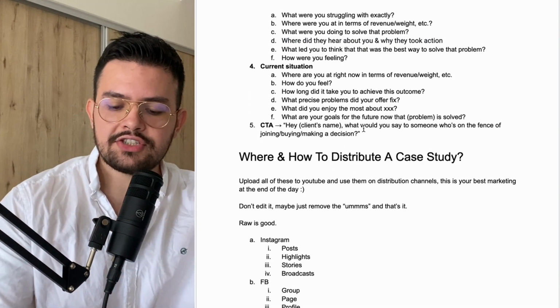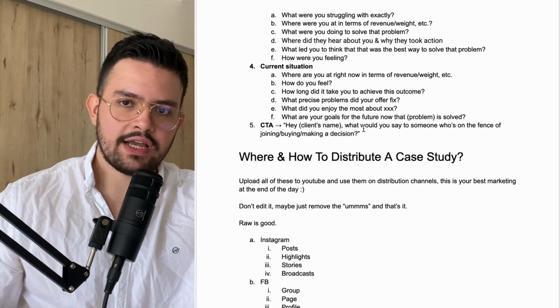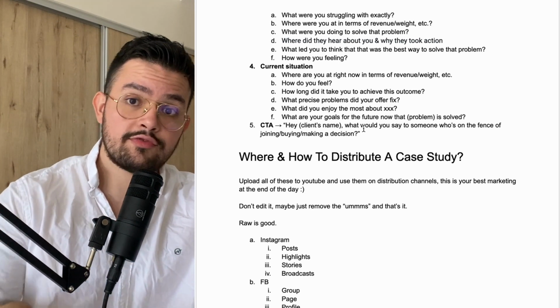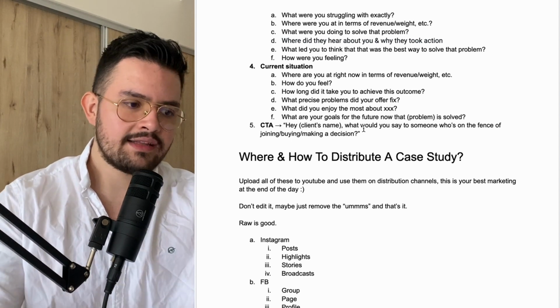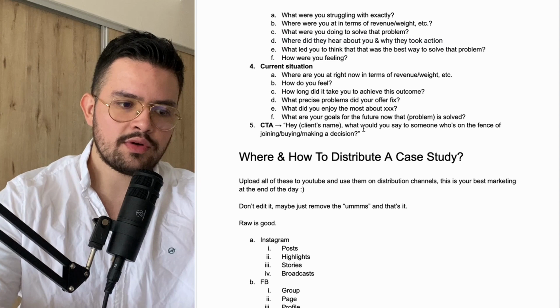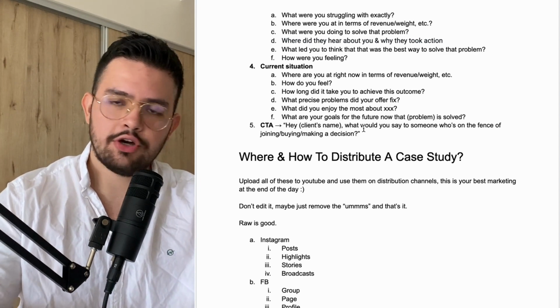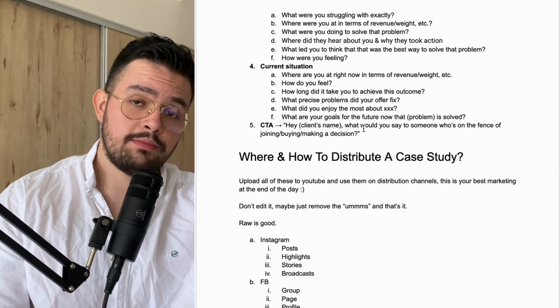And when it comes to the call to action, guys, this is not a call to action of, okay, guys, so go ahead and book a call. It's a call to action from your client. And you want to literally ask your client the following question. So, Mr. Client, what would you say to someone who's on the fence of joining or buying or making a decision towards working with me?